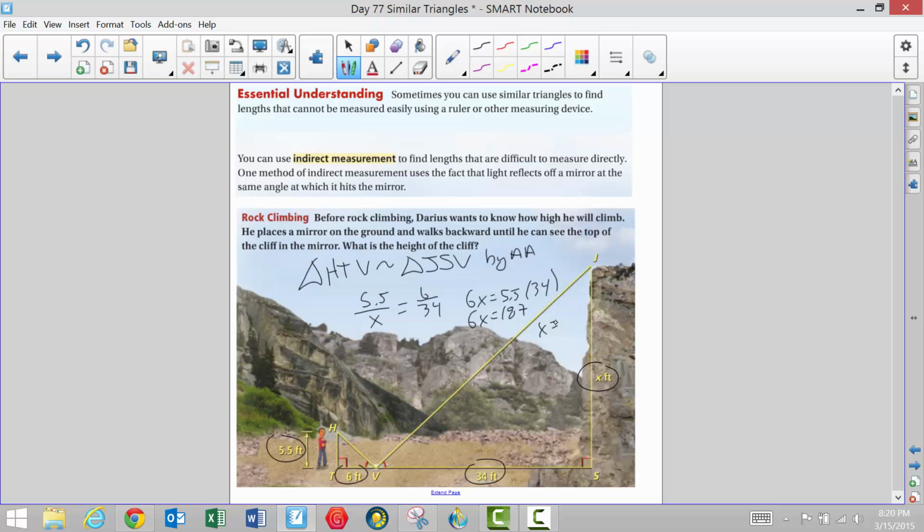I get 31.16. And that's the height of the cliff, approximately. So indirect measurement is using similar triangles by angle-angle. Therefore, the side ratios have the same ratio. So I set up a proportion to solve for my missing variable.